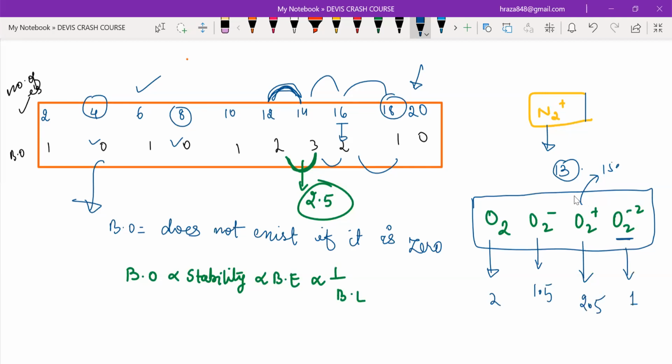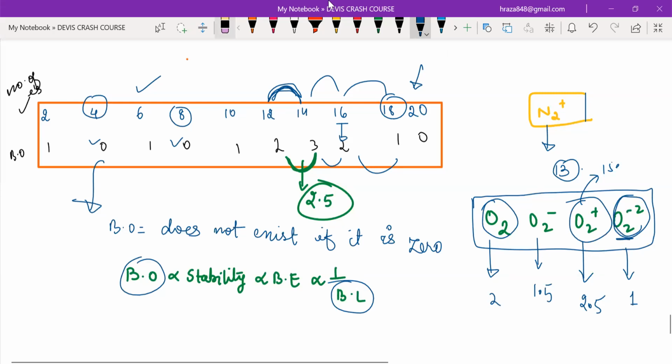If it is asked which one has the highest bond length, it will be this one with bond order 1, because bond order is inversely proportional to bond length. And if it is asked which one has the lowest bond length, it will be O2 plus. This is how you can do it.